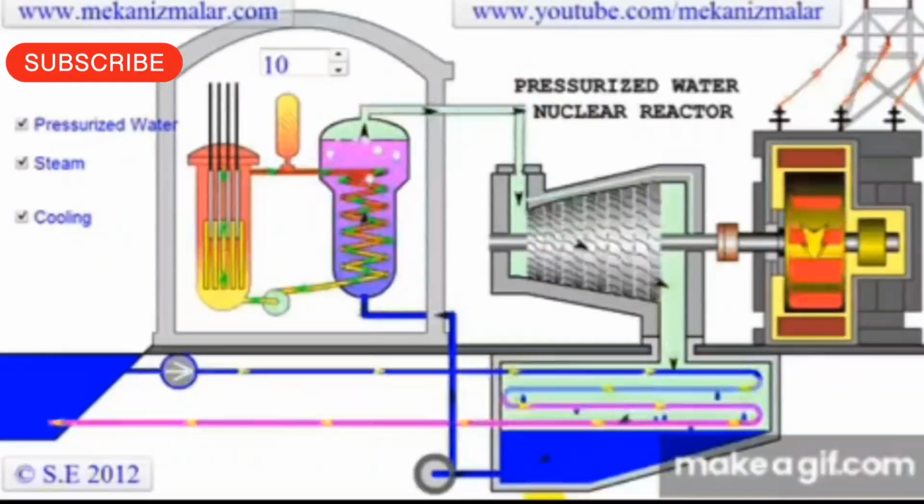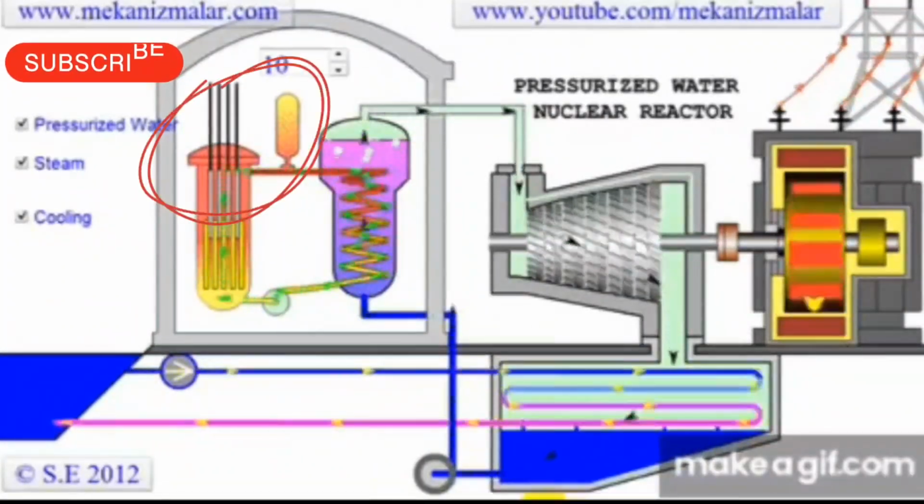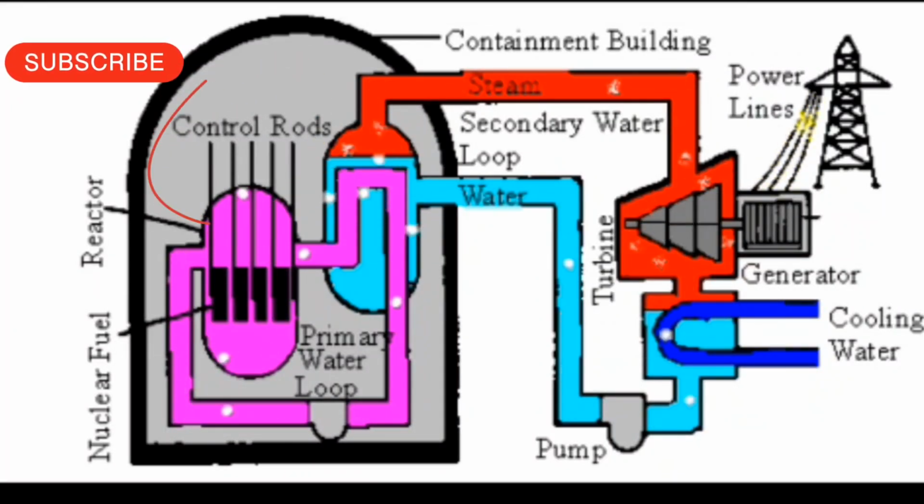Inside it, special fuel rods made of uranium-235 or plutonium-239 are placed. These atoms are unstable and undergo a process called nuclear fission, where the nucleus of an atom splits into two smaller parts, releasing a huge amount of heat energy and more neutrons.